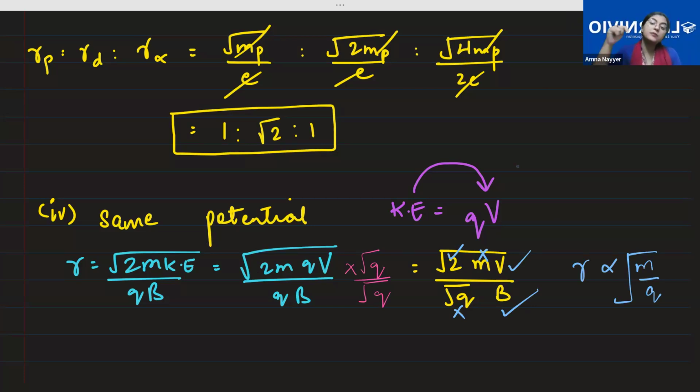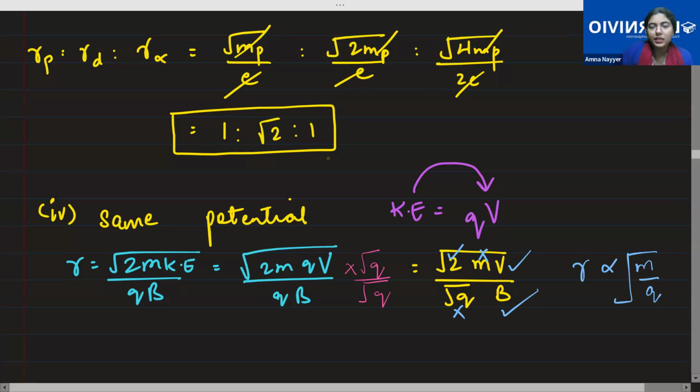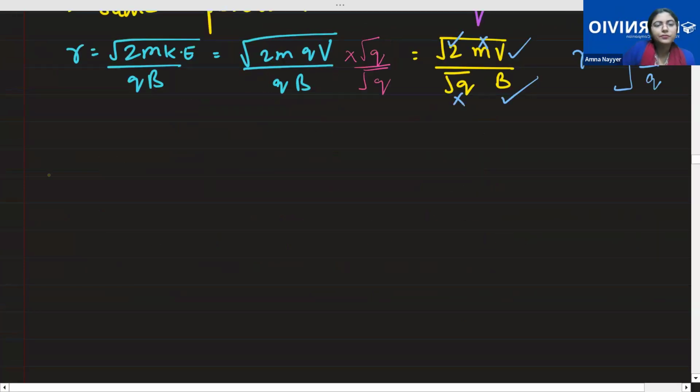This is root of mass by charge in the second one. It means root of mass by root of charge. Both of them have the root sign. Now let's just take the ratio.